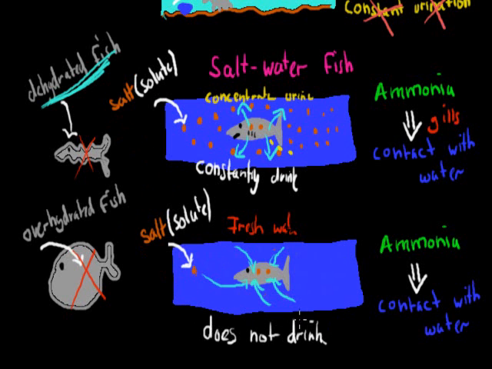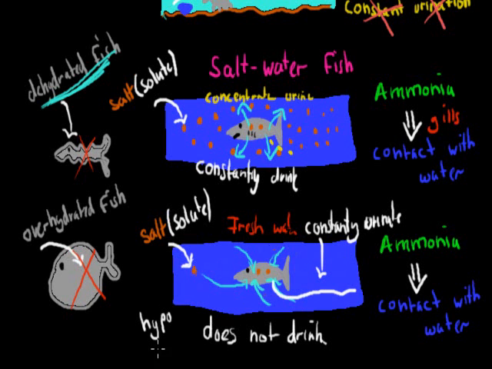And the other difference is it will produce basically a continuous stream of urine. So it constantly urinates, and that's to get rid of all that extra water. So the freshwater fish constantly urinates and does not drink to cope with that hypotonic solution. Hypo means there's less solute in the solution than in the fish.